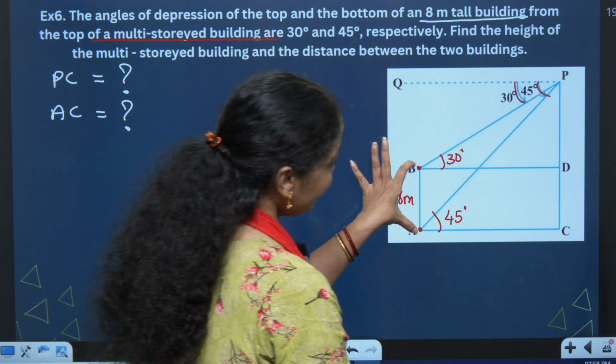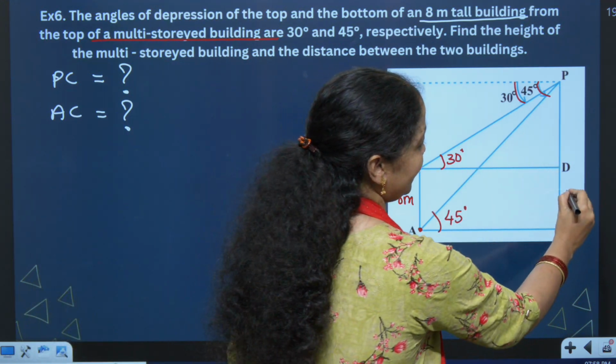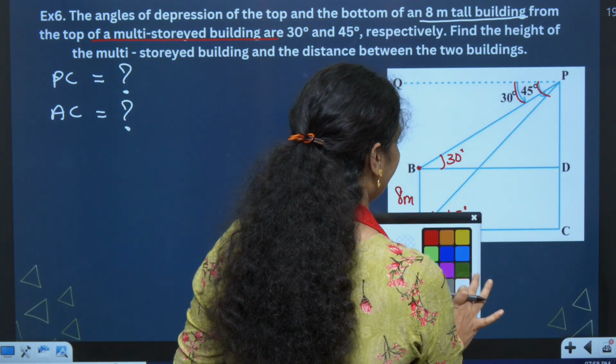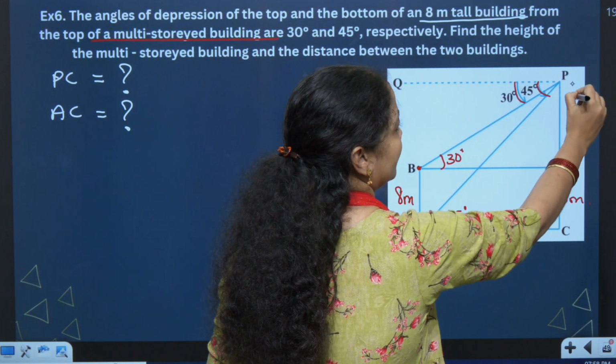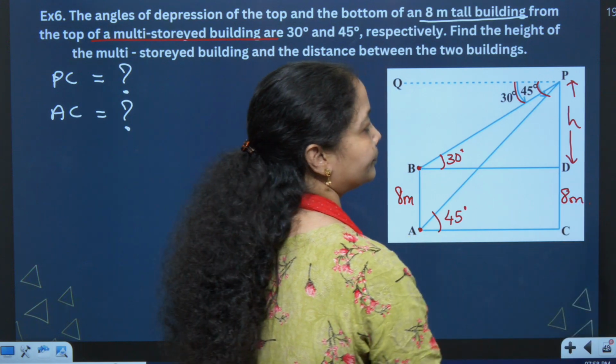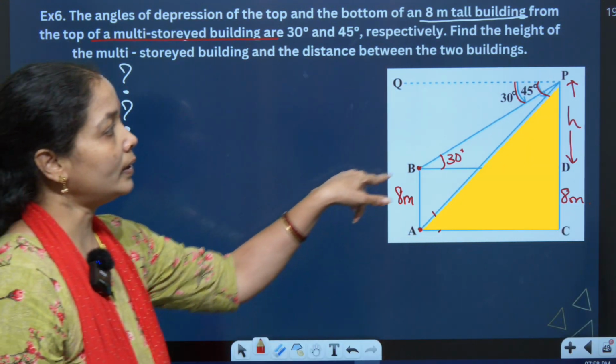So if AB is 8 meters, CD will also be 8 meters. This will also be 8 meters, obviously. This is 8 meters. I consider this as H. This distance as H, height. So first I am taking the lower triangle.